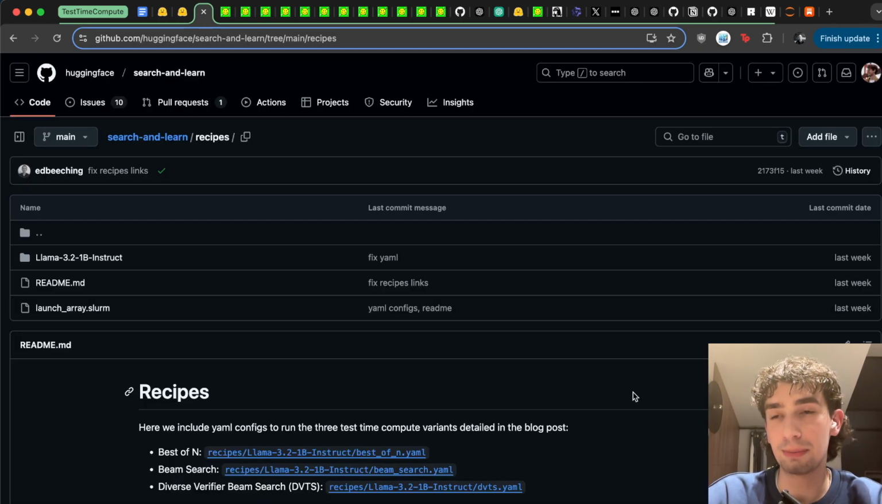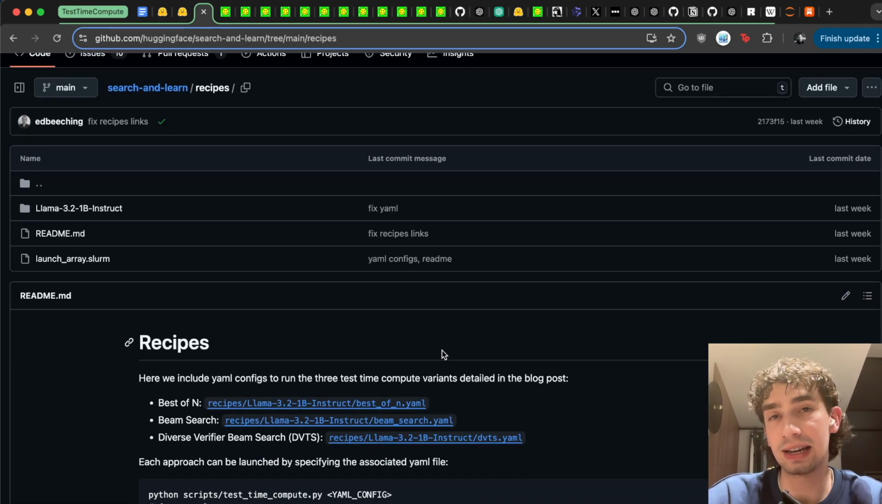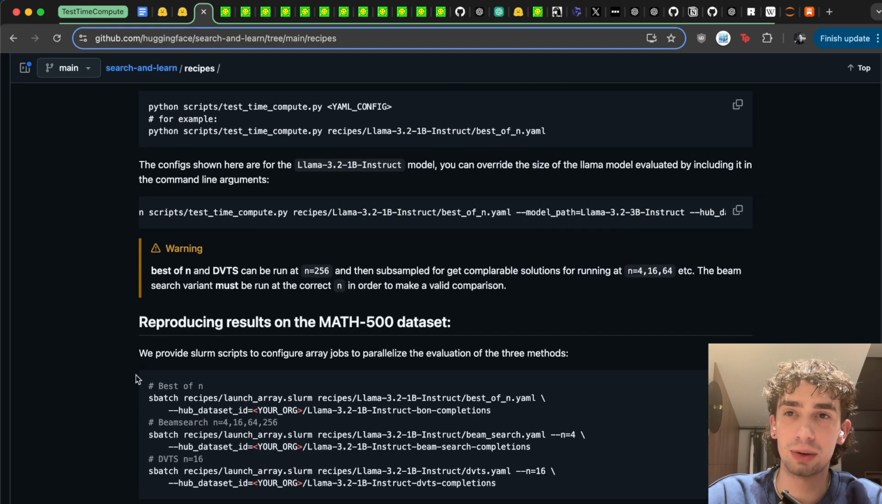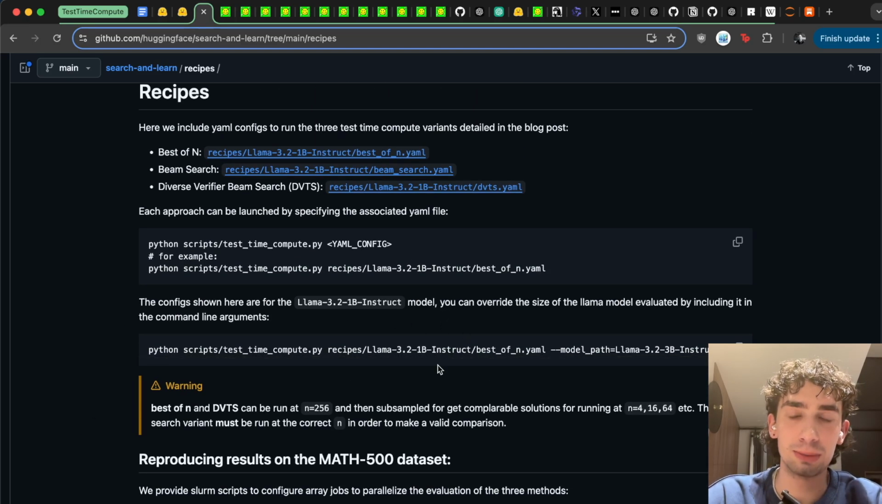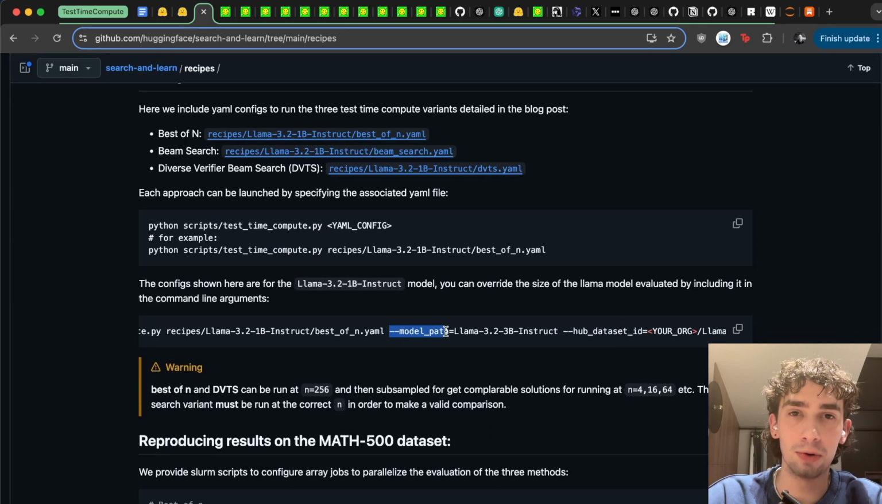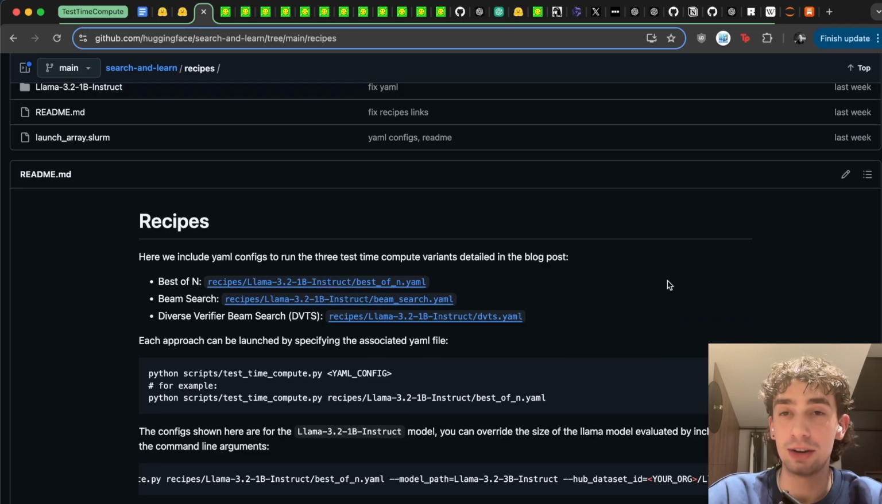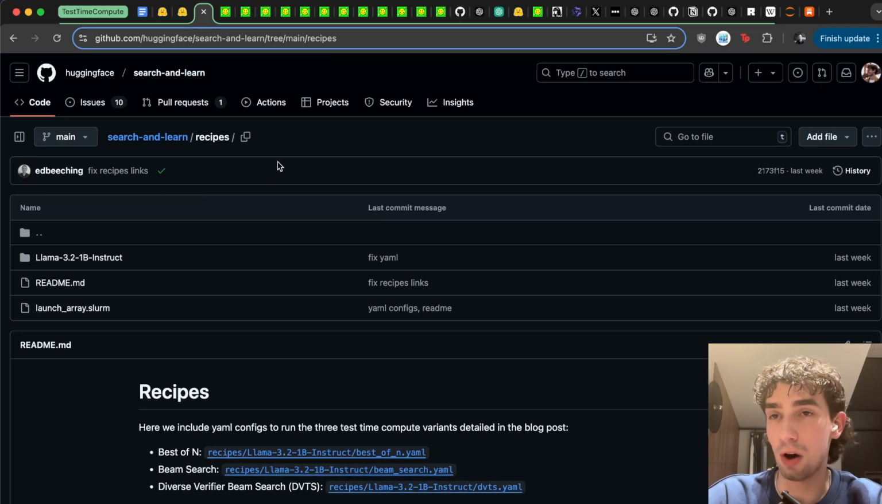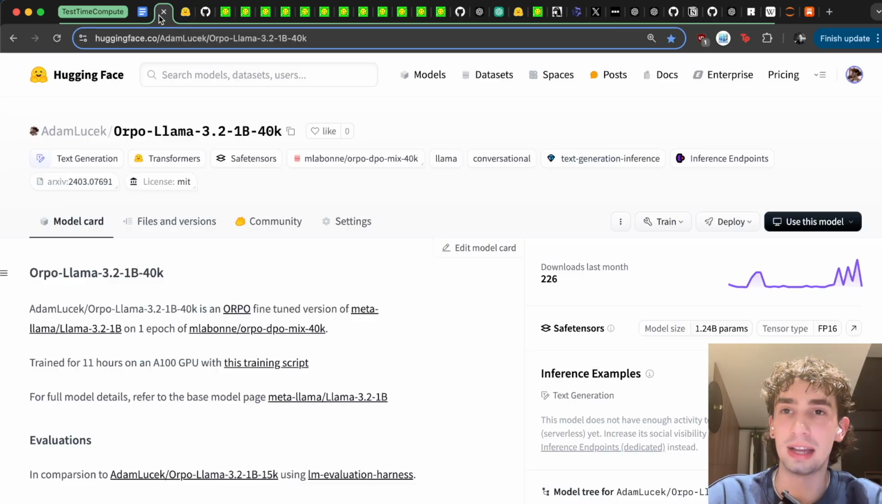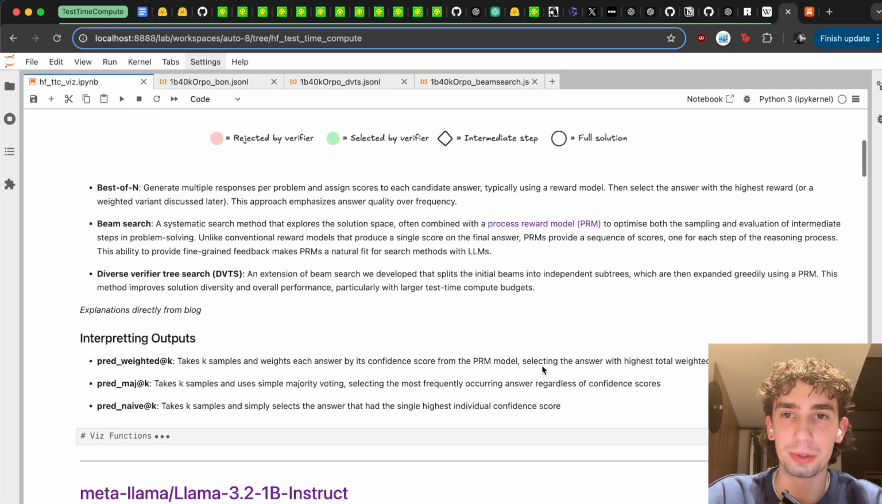So within their repo, they've made it very easy to recreate and augment their searching algorithms here. And in the recipes folder here, they have some quick examples of how to run the scripts as well as configure them with the YAML files and put things like your own model in to be assessed. So I ran 2 sets of all 3, the best of n, beam search, and DVTS algorithms, both on Llama 3.2 1B as well as my little guy over here. And let's take a look at what the results show us.